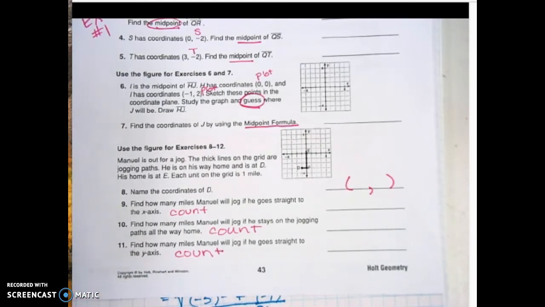All right, so you're going to work on that worksheet. Most of you will finish it, and then you can start the problem solving. So let's look at the problem solving.